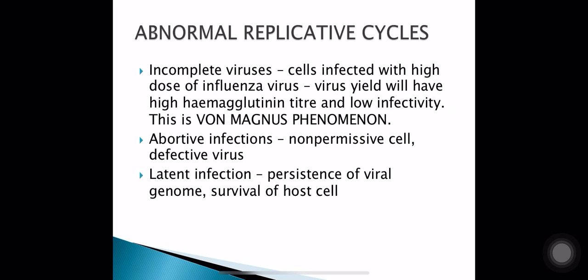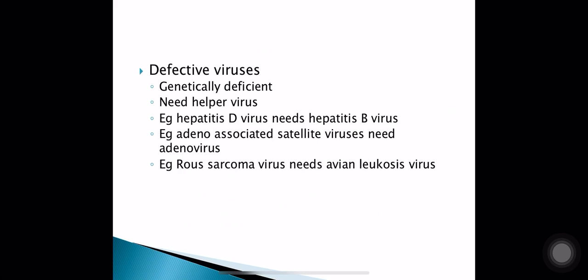Abortive infections are another term. In an abortive infection, a virus accidentally enters a non-permissive cell, which will not allow proper replication of the virus. In such cases, defective viral progeny will be produced. Such infections are known as abortive infections. Then there is the term latent infection. In latent infection, the viral genome remains persistent inside the host cell. It does not replicate, but it does not cause any harm to the host cell. The host cell survives, and the viral genome remains inside the host cell for a very long period. This kind of infection is known as latent infection.